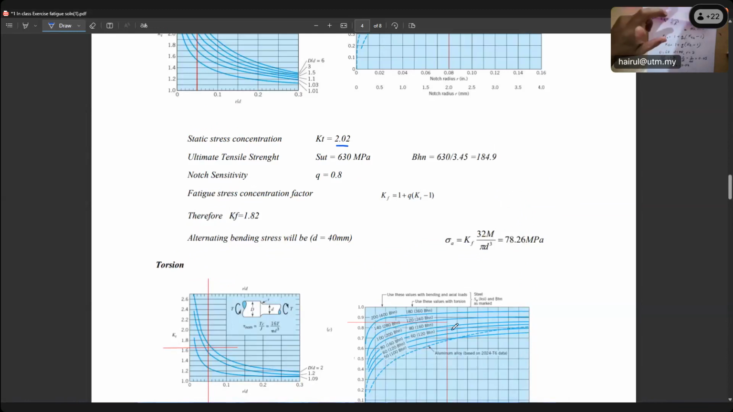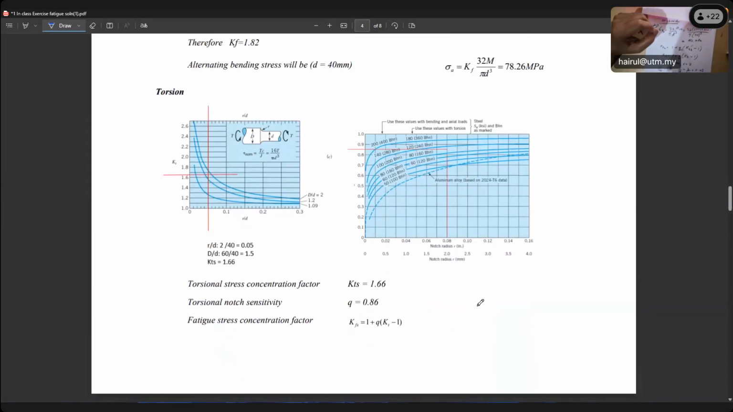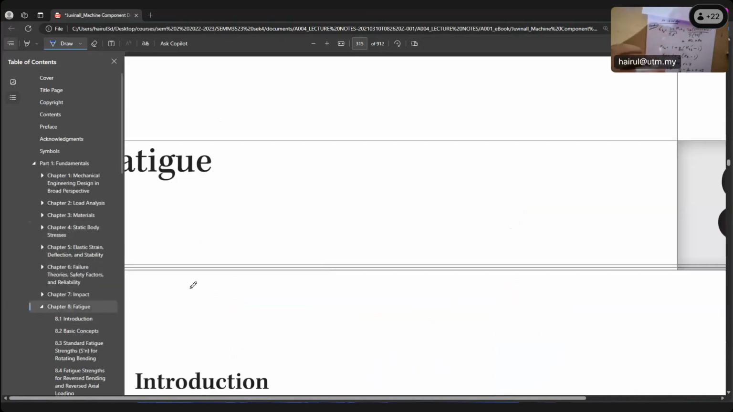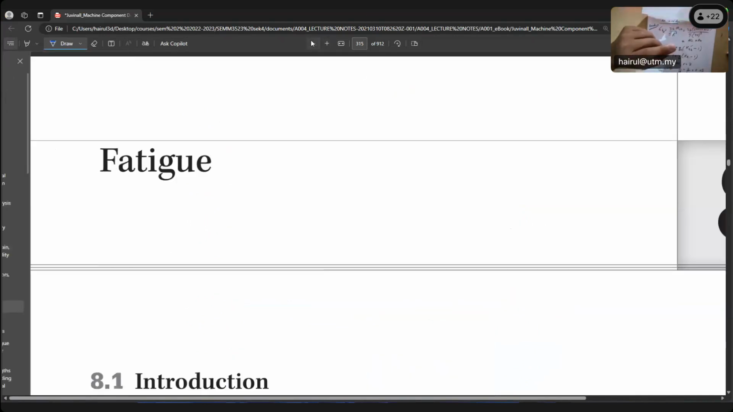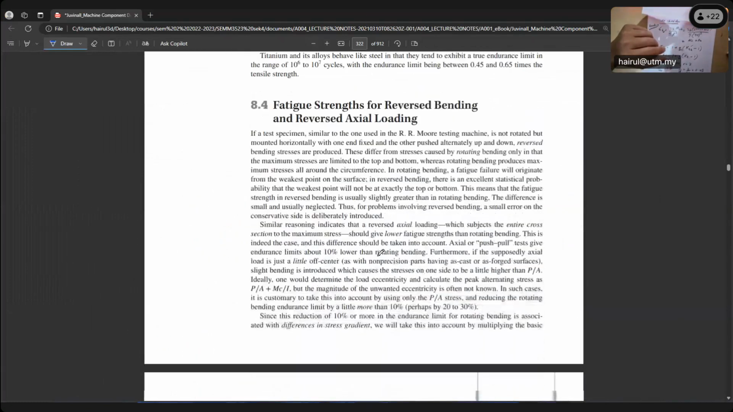Okay, that one's for KT. But in the equation for KF, the fatigue stress concentration factor, 1 plus Q, KT minus 1, we already got KT, but Q is the notch sensitivity. You also get notch sensitivity from your textbook, from your chapter 8, fatigue stress.